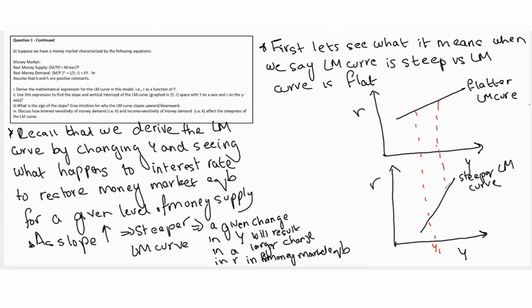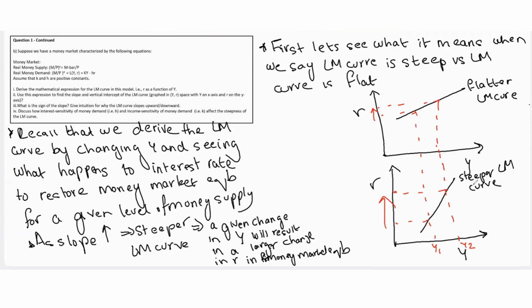So in both cases, we're increasing Y by the same amount, Y1 to Y2. And you can see in this case, where you have a flatter LM curve, the increase in interest rate is just this much. But in the case of a steeper LM curve, for the same change in Y, we have a larger increase in the interest rate. So the idea is this: a steeper LM curve means that for a given change in Y, you will have a larger change in R to restore financial market equilibrium. That's what it means when we say you have a steeper LM curve.